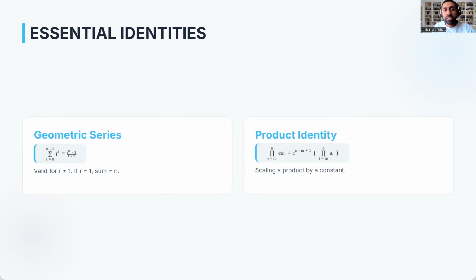Besides it, we see a foundational product identity. When scaling a product sequence by a constant, that constant is multiplied by itself for every single step of the range, transforming it into an exponential factor. Mastering these manipulations allows you to bypass laborious manual evaluations during complex proofs.